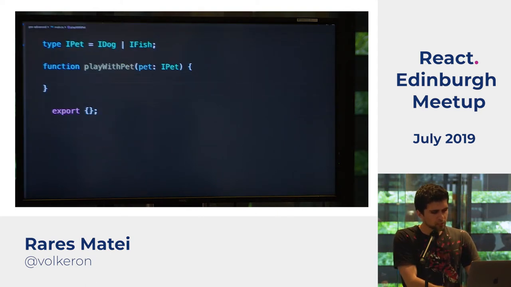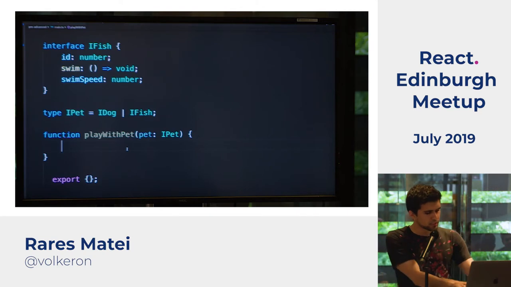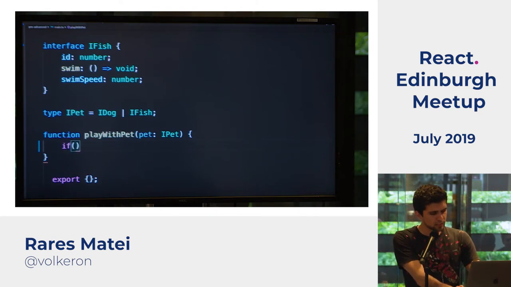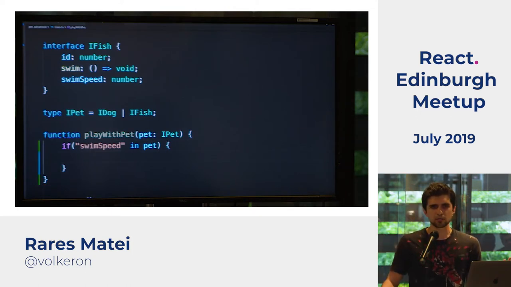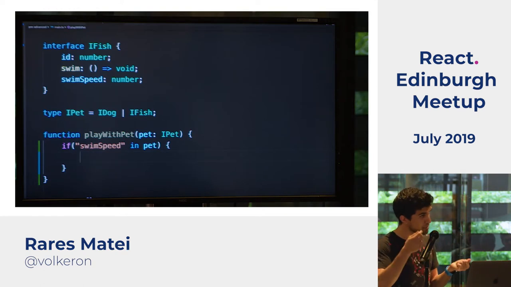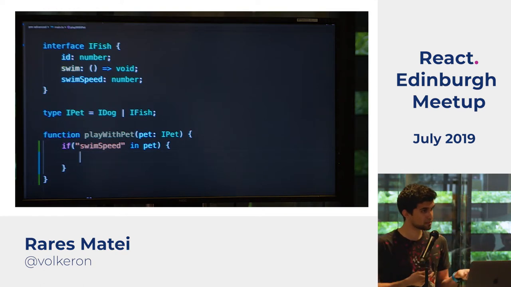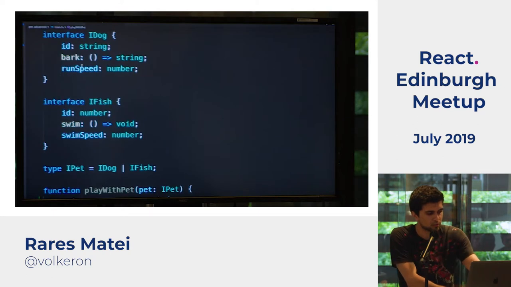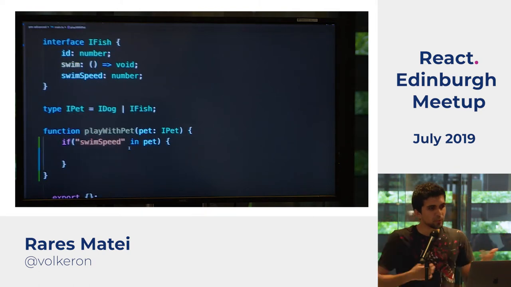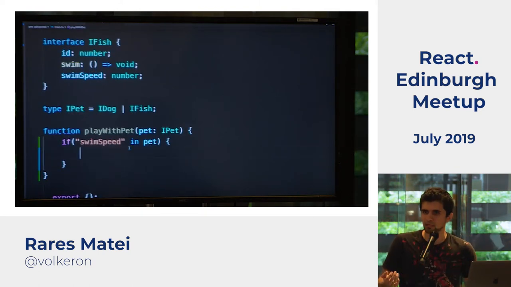But then why would we actually use this? Well, in JavaScript, if I were to write something like this, this is just JavaScript syntax, but I can write something like that. That's just the JavaScript in operator. It checks if the swim property is on my pet argument. And we know that if it is, then it's probably a fish, right? Because dogs can't swim underwater. We know that, but does TypeScript know that?